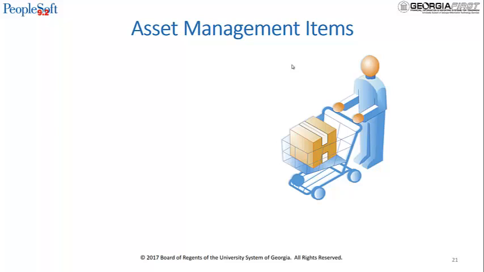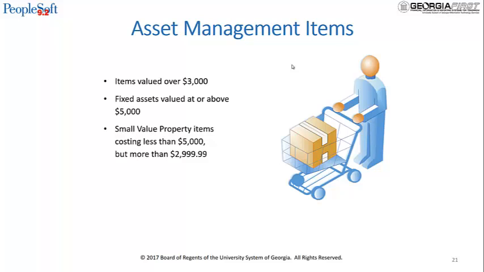Items that need to be tracked in Asset Management include items valued over $3,000, fixed assets valued at or above $5,000, small value property items, and items such as firearms that must be tracked through the physical inventory process.